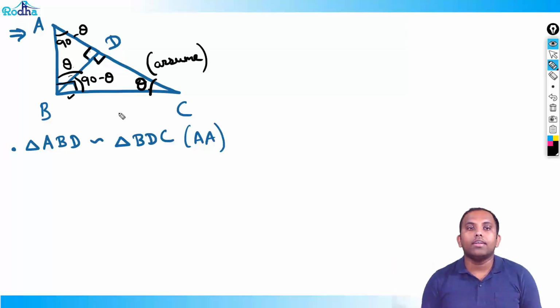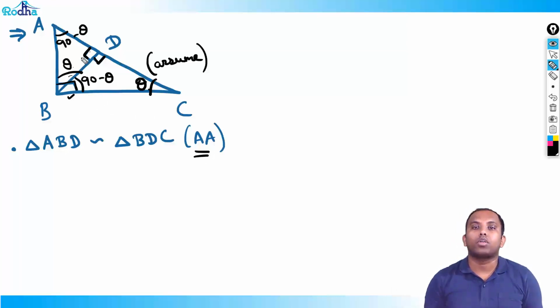So you can see that now these two triangles are similar by AA similarity because all these three angles. See, AA similarity means what? If two angles are equal, obviously third one has to be equal because the sum has to be 180 degree. Okay. So here also all three angles are equal. That means triangles are similar. So ABD is similar to triangle BDC.